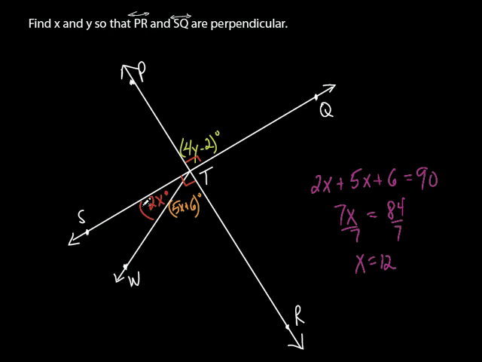2 times 12 is 24. So this angle would be 24. Now, they don't ask you to do that in this problem. They just say, find x and find y. Let's go back to this one. Let's do y right here.